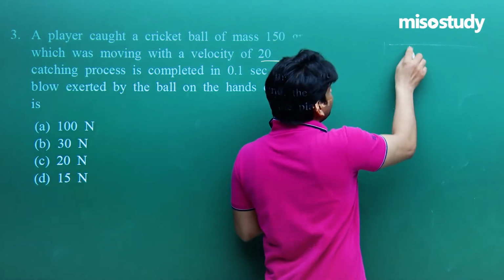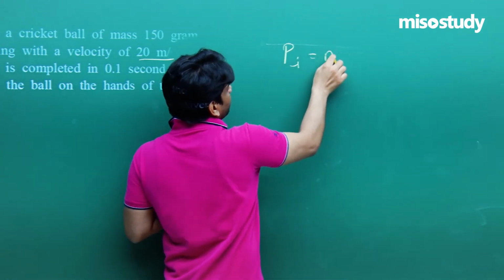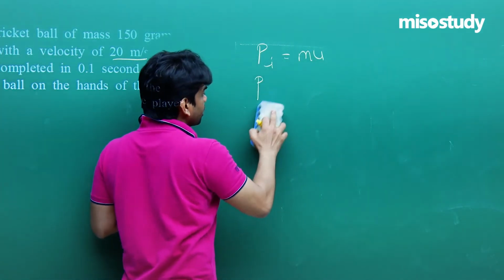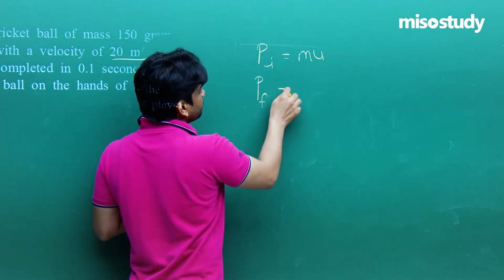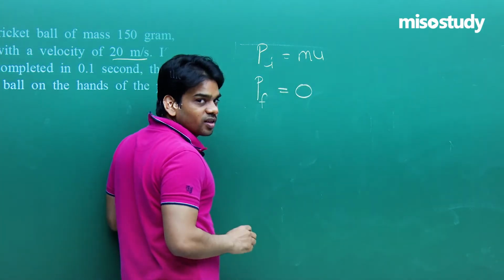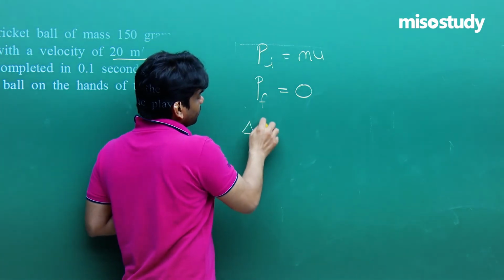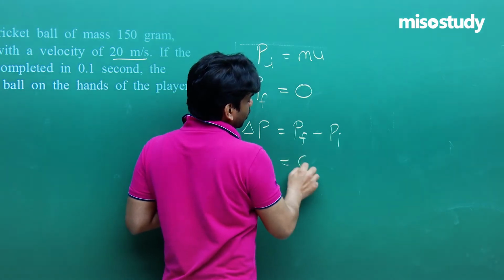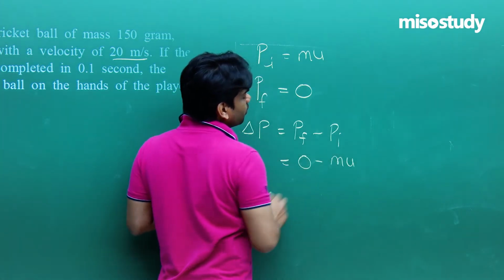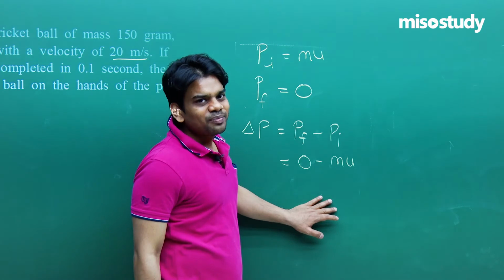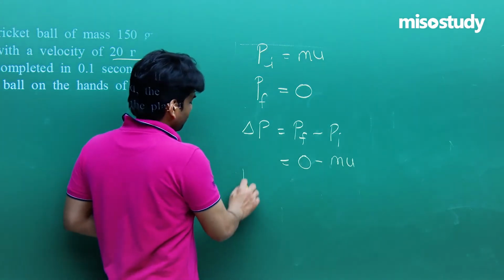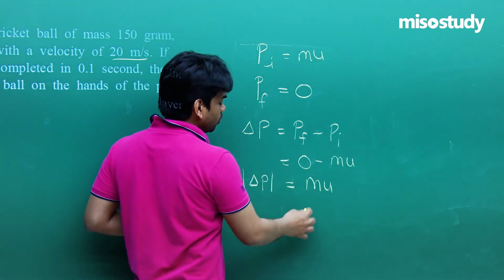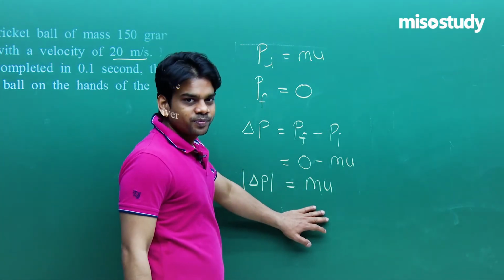So if I write initial momentum, that will be m into u, and since the ball stops, we can mention the final momentum is equal to 0. Change in momentum will be what? That will be final momentum minus initial momentum. It comes out to be 0 minus mu. Let's talk about the magnitude. So we'll be using modulus of change in momentum, that will be m into u. Now we have to put the values only.